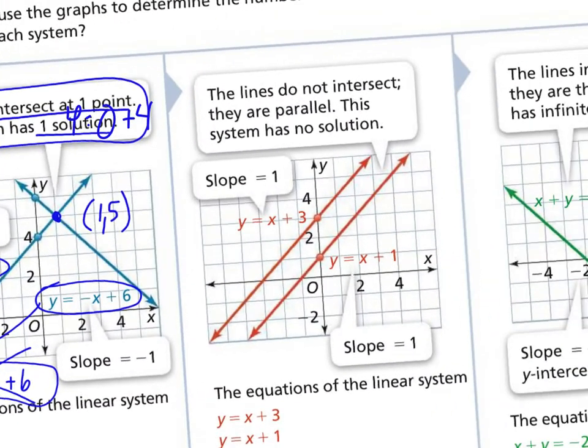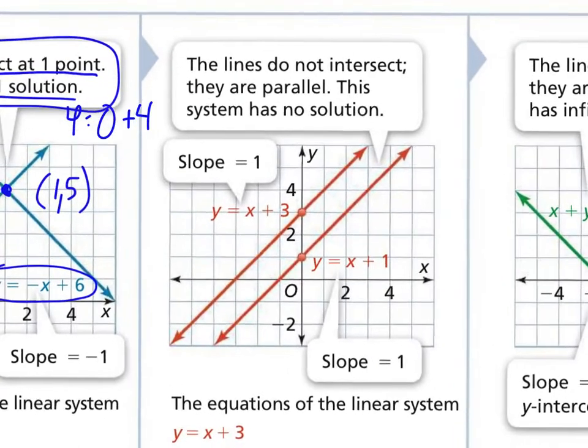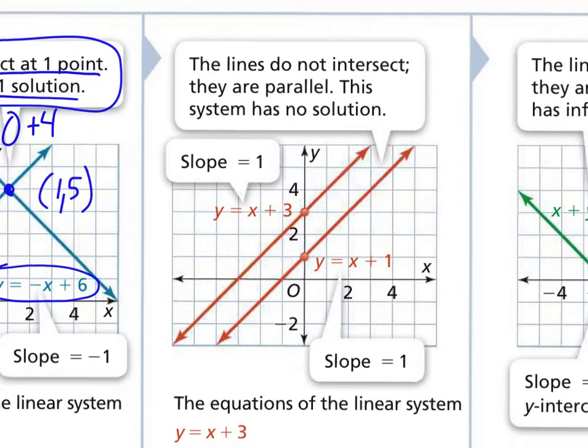Another case we could have is something like this. If you look at this, you can see from the graph these lines are parallel. So if the lines are parallel, that means we have no solution. No solution because the lines never intersect. There's no x and y pair that works for both of these equations. So no solution on that one.